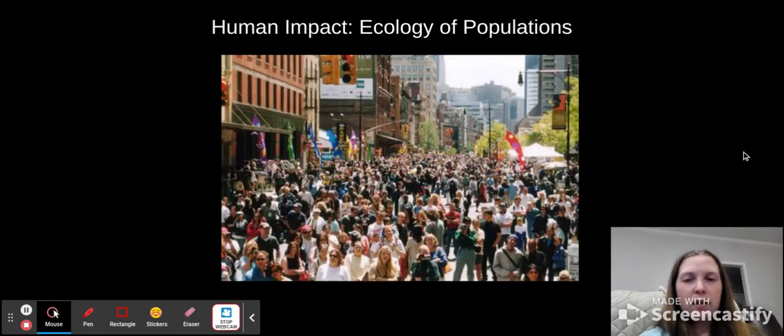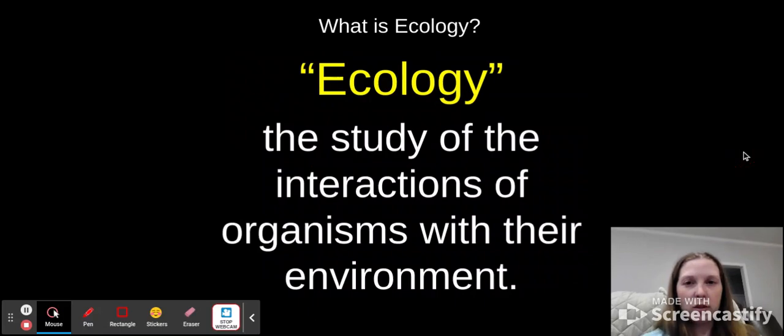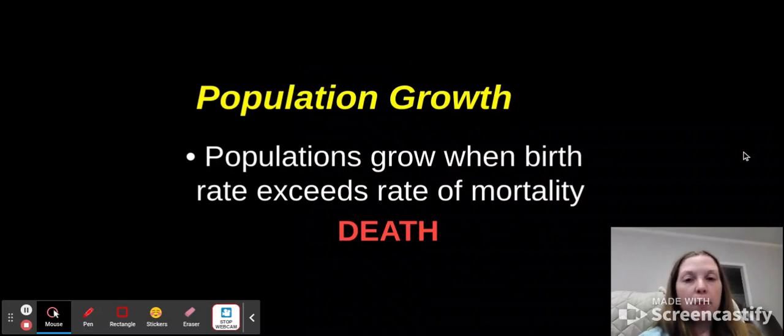Hey everyone, this is our lesson on human impact and the ecology of populations. So, just as a refresher, remember that ecology is the study of the interactions of organisms with their environment. So, it's how things live. And population growth, as we looked at in a previous lesson, populations grow when birth rate exceeds the mortality rate. So, birth rate exceeds death rate.